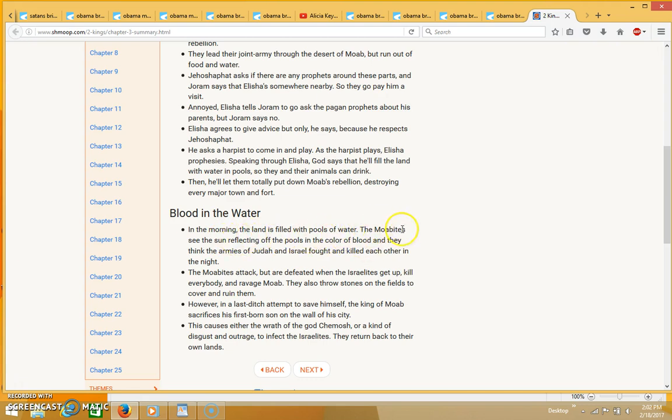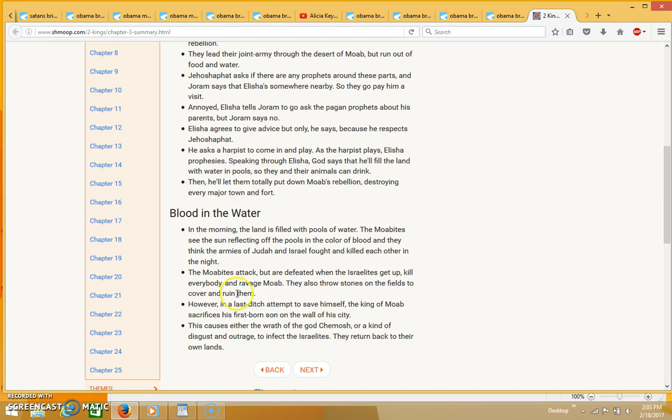with pools of water. The Moabites see the sun reflecting off the pools in the color of blood, and they think the armies of Judah and Israel fought and killed each other in the night. The Moabites attack, but are defeated when the Israelites get up, kill everybody, and ravage Moab. They also throw stones in the fields to cover and ruin them. However, in a last-ditch attempt to save himself, the king of Moab sacrifices his firstborn son on the wall of his city. This causes either the wrath of the god Chemosh or a kind of disgust and outrage to infect the Israelites. They return back to their own lands.